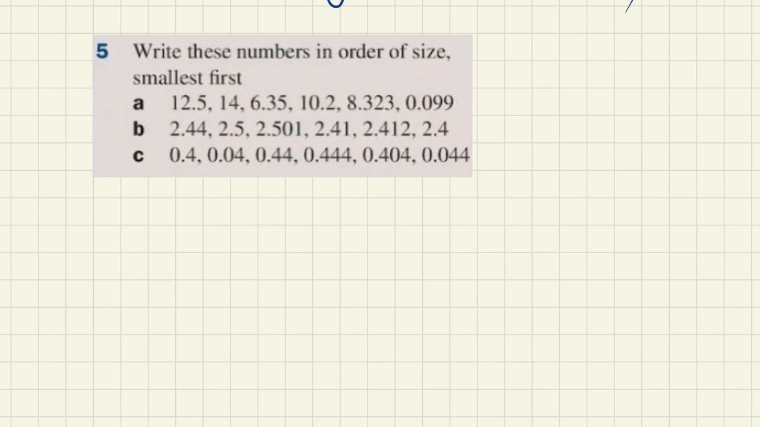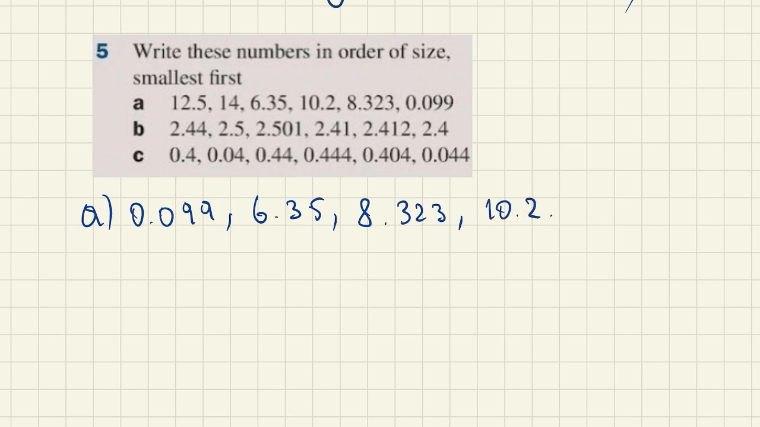Obviously the smallest one is 0. We can start with that. Actually, the first example is very easy because each one of them has a different whole part. So we don't even have to look at the decimal part because the whole part is already different for each of them. So we go 0.099, definitely the smallest. Then 6.35, 8.323, 10.2, 12.5, and finally we have 14.